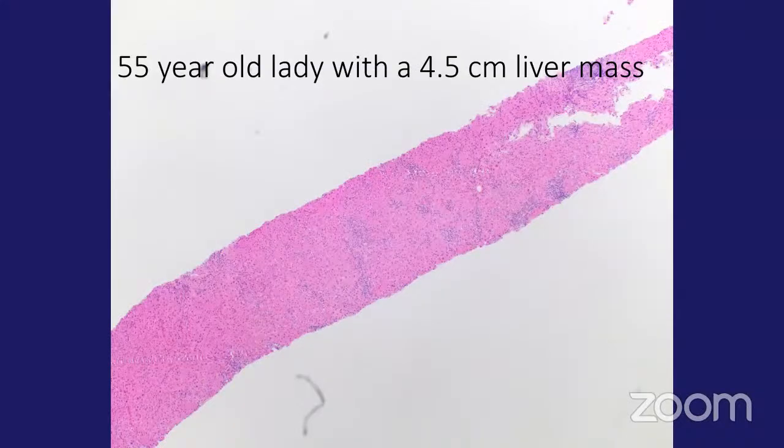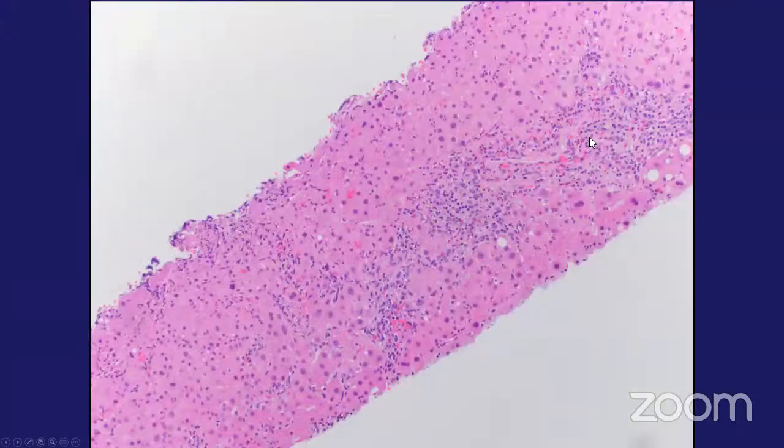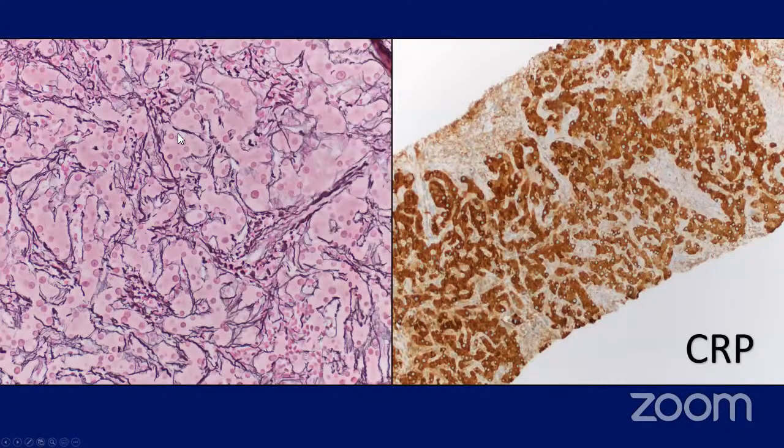So this is a 55-year-old lady with a 4.75 centimeter liver mass, and you can see that you are in the lesion because you don't really see any portal tracts. There are some dystrophic arteries present, and here you can see there is a lot of inflammation. Higher power view of the same, a lot of inflammation seen, and reticulum shows preserved cell thickness, not a whole lot of thickened trabeculae, and the CRP protein is strong diffuse positive. So this is an inflammatory adenoma.